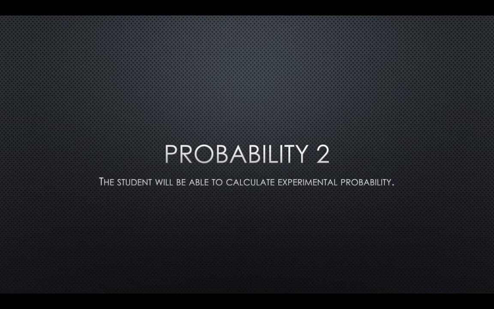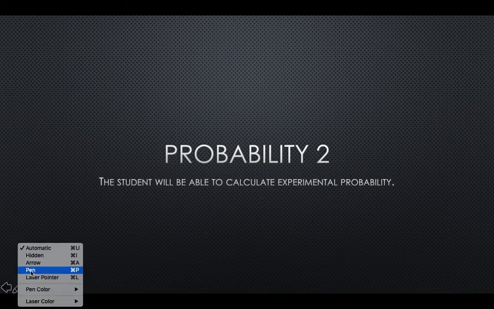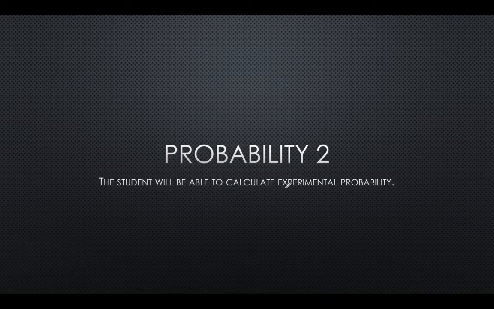Today we're going to talk about experimental probability. So, this is a little different than yesterday. We're going to be doing yesterday's stuff and today's stuff in both the lesson and the homework, so it's important to know the difference. Remember, yesterday we called it theoretical probability. Today we're talking about experimental.